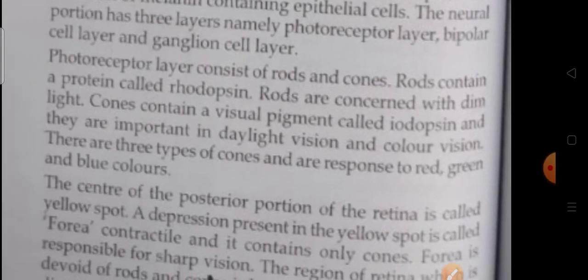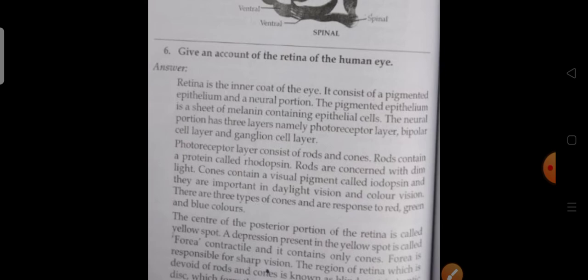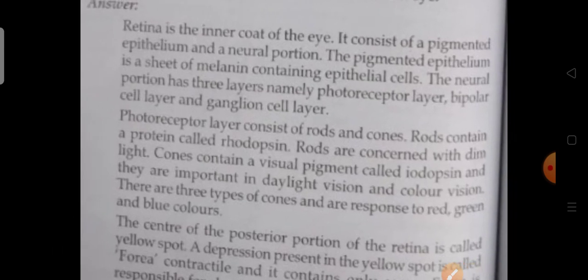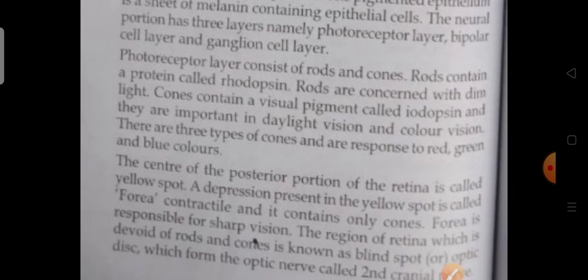So, in summary, the retina is the inner coat of the eye, consisting of the pigmented epithelium and the neural portion. It also has a sheet of melanin-containing epithelial cells. It has three layers: photoreceptor, bipolar, and ganglion cell layers. The photoreceptor layer consists of rods and cones. Rods contain a protein called rhodopsin.